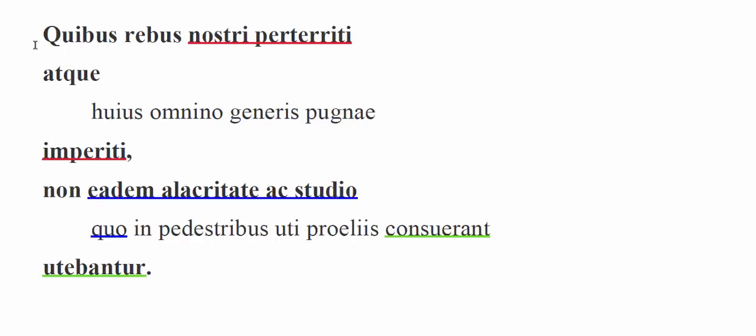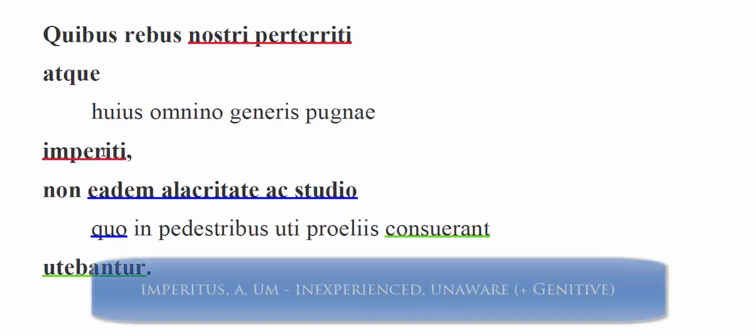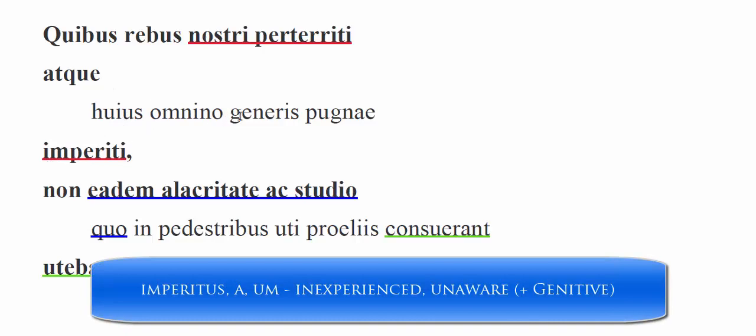So having seen the advantages the enemy have, what does this do to our men? Well, quibus. Now, this quibus is his. It's a relative, but it's actually just his. So, by these things, quibus rebus, by these things that we just talked about, all the advantages the enemy have, and all the difficulties that our men have, nostri perterriti, our men were terrified, thoroughly terrified. And of this type of fighting, completely, this omnino you might read with imperiti if you like. Our men were completely unfamiliar with this type of fighting.